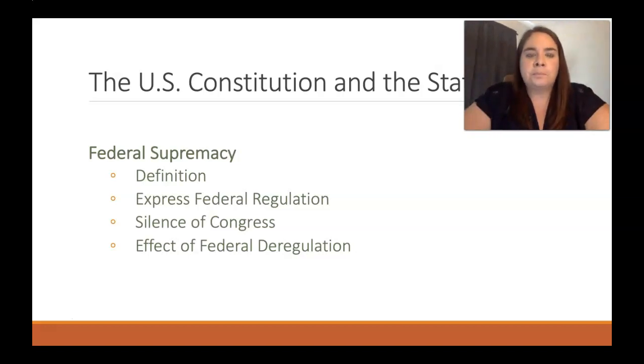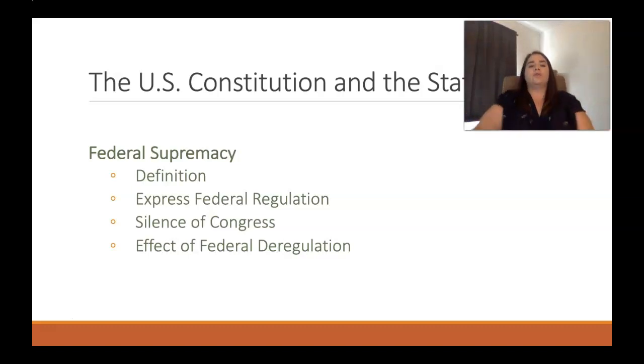Now, we talked a little bit about federal supremacy before and the concept of preemption, but federal supremacy really gets at the heart of what the Constitution was purposed with addressing head on. So when we talk about federal supremacy, the concept is that the federal government is supreme in areas where they choose to regulate or in areas where the Constitution is specifically stated that they can regulate.